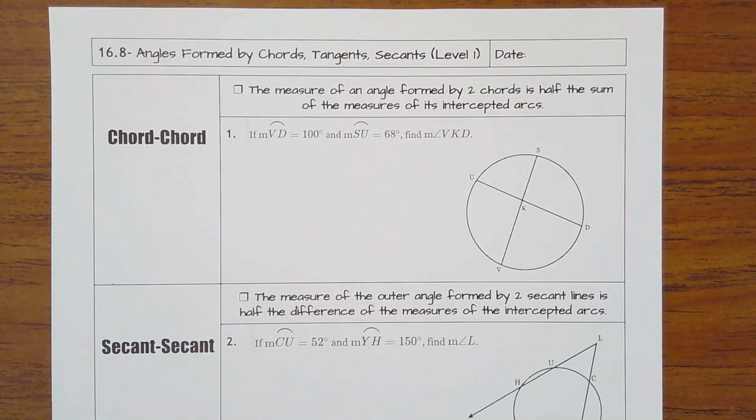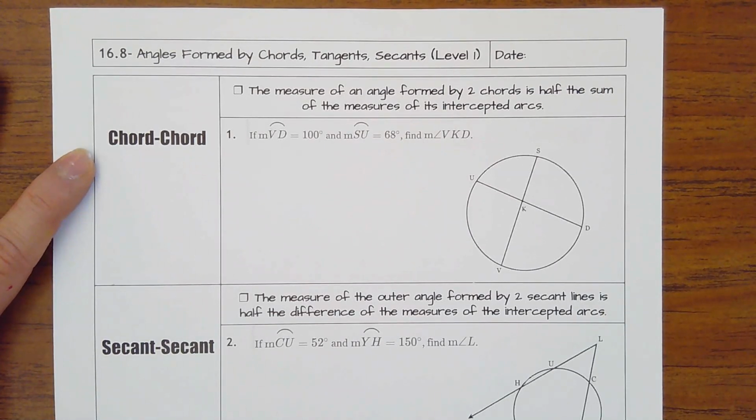Lesson 16.8 is angles formed by chords, tangents, and secants, level 1. So I split the notes into the 3 different sections because they each have a different rule or property to follow. So the first one is having a chord intersecting a chord.